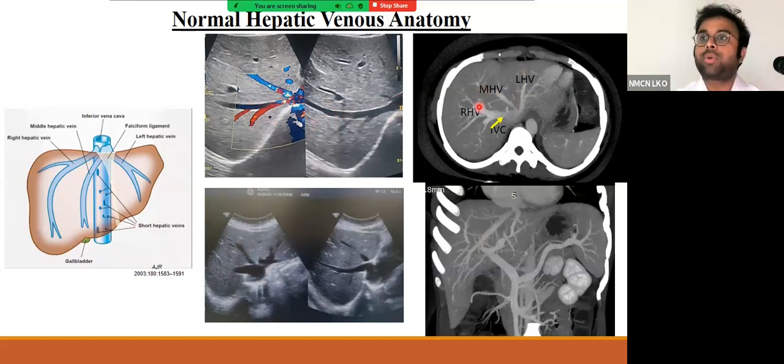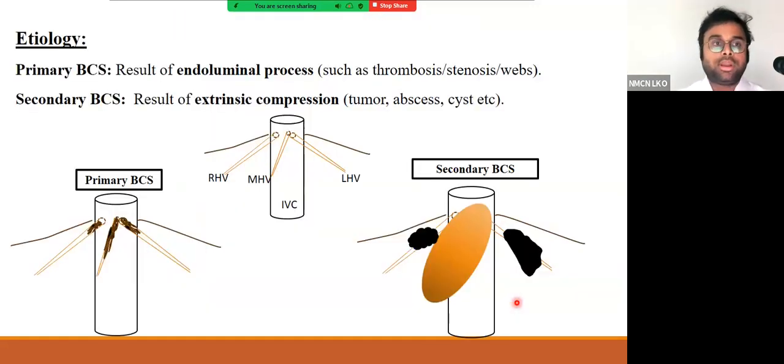Here, this is an axial contrast CT image showing the right hepatic vein, middle hepatic vein, and left hepatic vein opening into the IVC. In this image, apart from the hepatic veins, the right and middle, we can see the portal vein, the splenic vein, and the superior mesenteric vein. Etiology-wise, Budd-Chiari syndrome can be primary, which results from an endoluminal process like stenosis, web, or thrombosis in either the hepatic veins or the IVC. It can also be secondary, which results from extrinsic compression by a cyst, abscess, or a tumor.